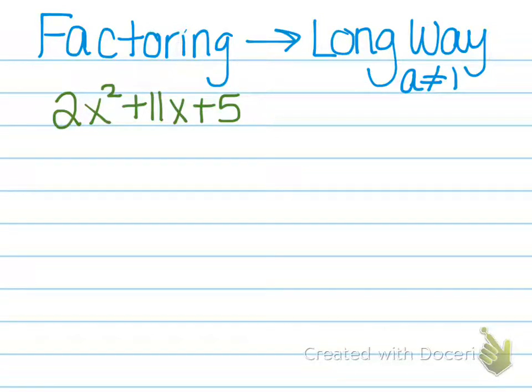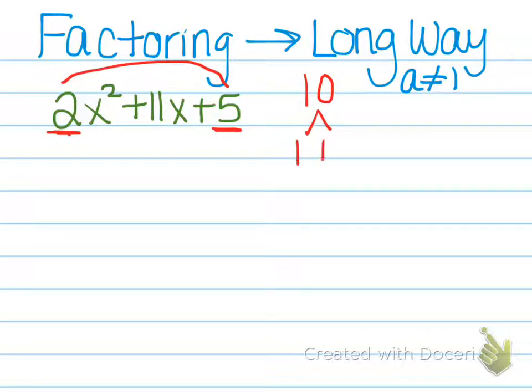Factoring the long way starts similar to factoring the short way, except there's one big difference. To find out what number we do our factor tree of, we're going to take 2 times 5. So this first term coefficient and the constant, we're going to multiply them together and we're going to get 10. So now we're going to create a factor tree of 10.